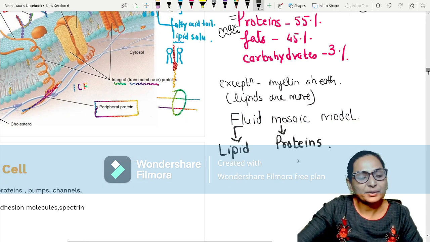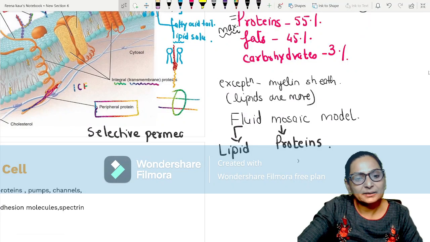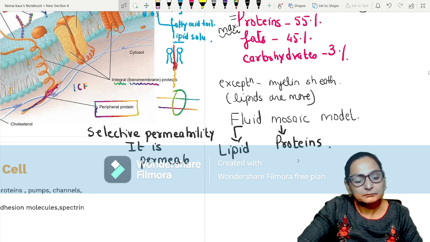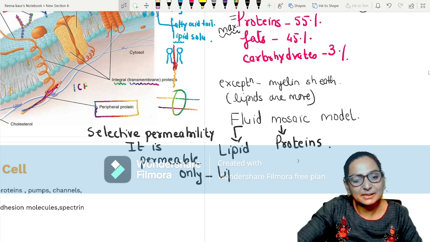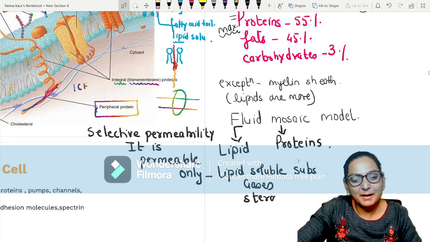So the most important property of the membrane is selective permeability. It is permeable only to lipid soluble substances. Lipid soluble substances, gases, and steroids can easily pass through.